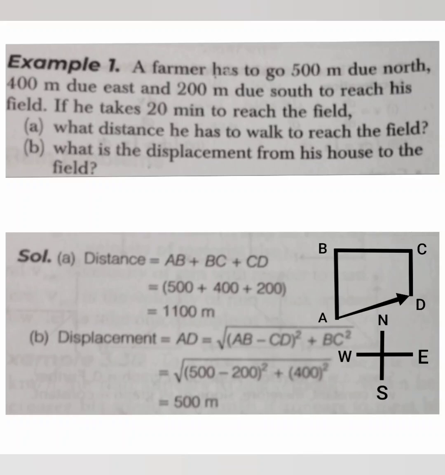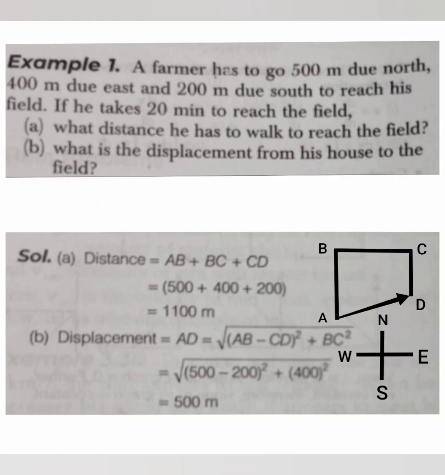That is AB plus BC plus CD, that equals 500 plus 400 plus 200, that equals 1100 meter. Okay. Now, displacement equals AD. So we know the Pythagoras theorem, and from there we can say AD square equals (AB minus CD) square plus BC square. So root under (500 minus 200) whole square plus 400 square, that equals 500 meter.